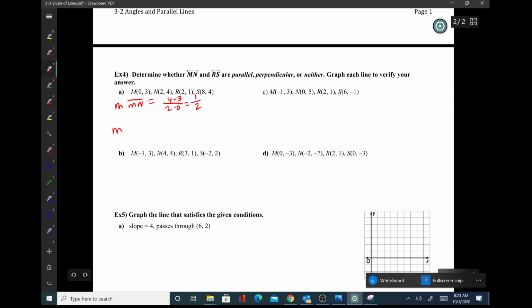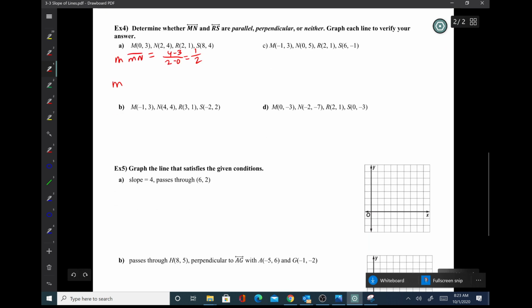Let's do the slope of RS. That would be 4 minus 1 over 8 minus 2. So that's 3/6, which is 1/2. The slopes are the same, so these lines are parallel.